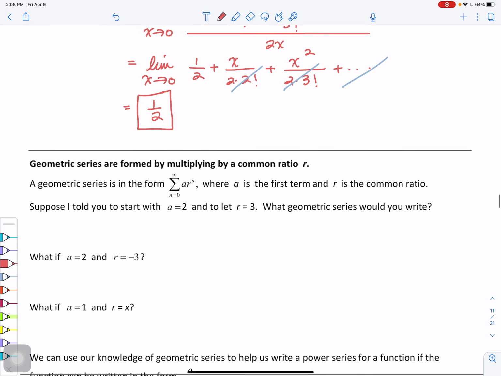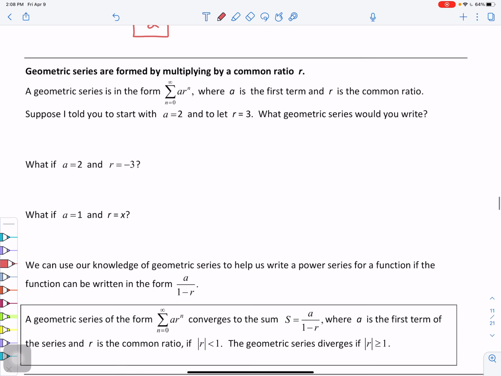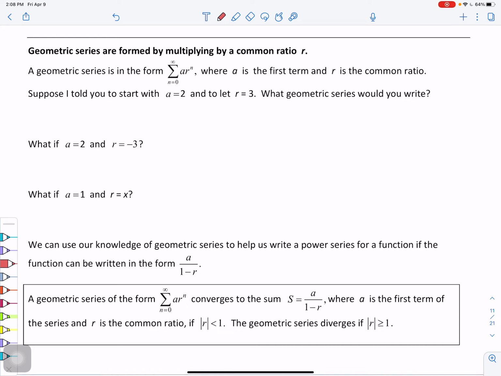Okay, let's take a look at these geometric series. Now keep in mind, geometric series are formed by multiplying by a common ratio r. And we've talked a lot about r. And a geometric series can be written in this form when n is equal to 0, or one of my favorite forms, if n equals 1 to infinity, we have ar to the n minus 1, okay? If you begin at 1. So either one of these forms, ar to the n, if you begin at n equal to 0.